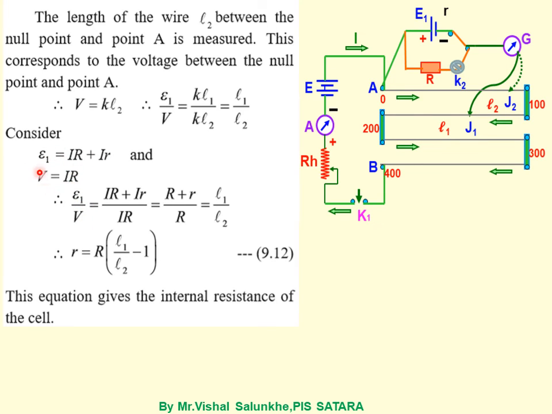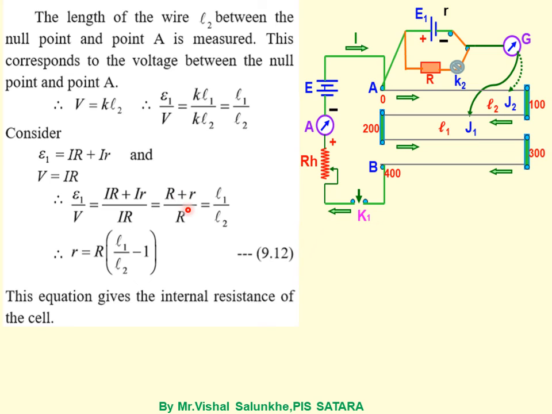Now divide this equation by this one. So E1 by V on the LHS is equal to IR plus Ir divided by IR. Here I will take I outside, as it is common, and it cancels. So E1 by V is equal to R plus r upon R. But E1 by V from the earlier equation is L1 upon L2, so we can put the value of E1 by V as L1 upon L2. So R plus r upon R is nothing but L1 upon L2. We will rearrange the terms, because R plus r upon R is nothing but 1 plus r upon R.